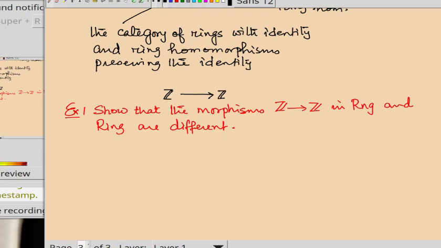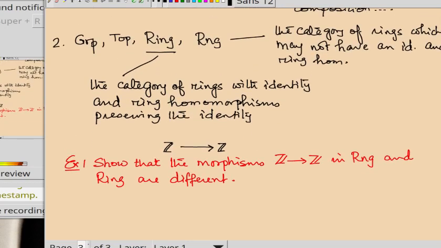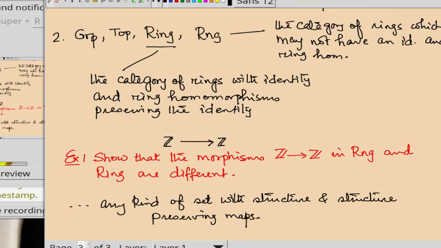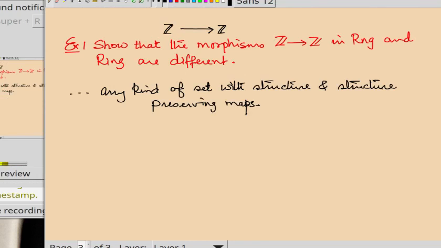Okay. So we have the category of rings with identity or rings without identity. In general, therefore, any kinds of sets with some structure and structure preserving maps. All of these are examples of a category. So now for some other examples.